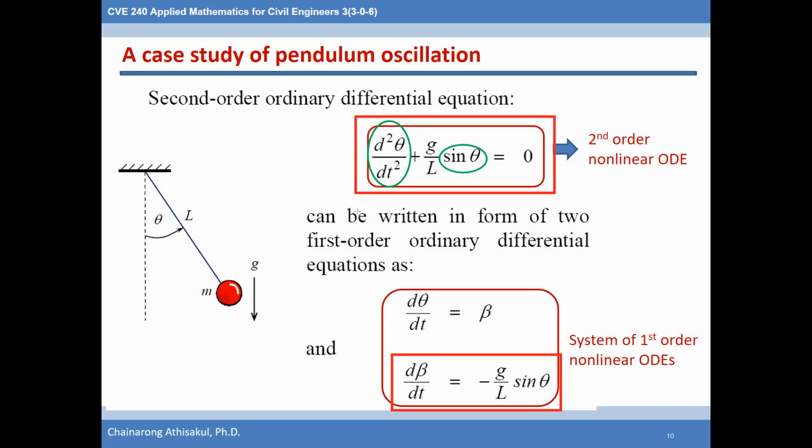Okay. But we can reduce the order from the second order to become the first order. But instead we have to change the second order differential equation, just one equation, to a first order differential equation composed of two equations to solve. That means that we have to solve the system of first order nonlinear differential equations instead.